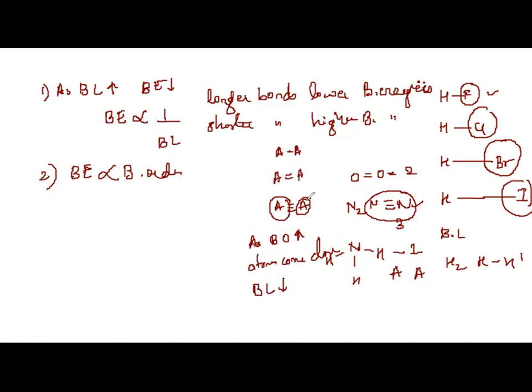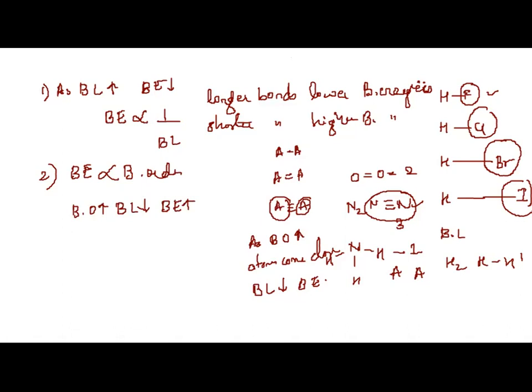And as bond length decreases, bond energy increases. Therefore, we say bond energy is directly proportional to bond order. As bond order increases, bond energy increases. Why? Because as bond order increases, the length of the bond decreases. As bond length decreases, the energy required to break 1 mole of such bonds becomes more. So bond energy increases. Therefore, bond order is directly proportional to bond energy.